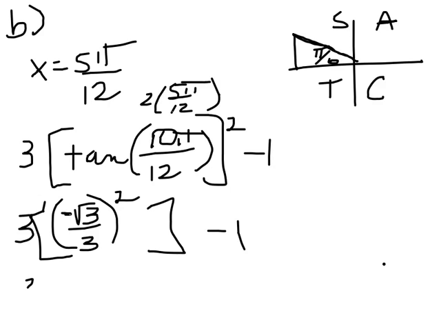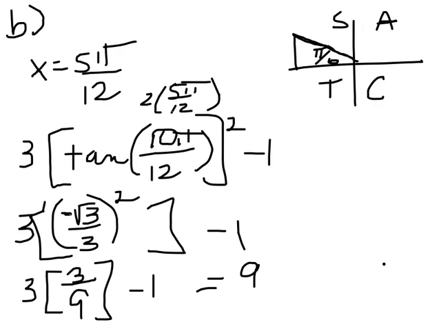Oh, this is confusing. So that would be 3 over 9. 3 times 3 over 9 minus 1. Well, 3 times 3 over 9 would be 9 over 9, which is 1. Minus 1 would be 0. 1 minus 1 is 0.